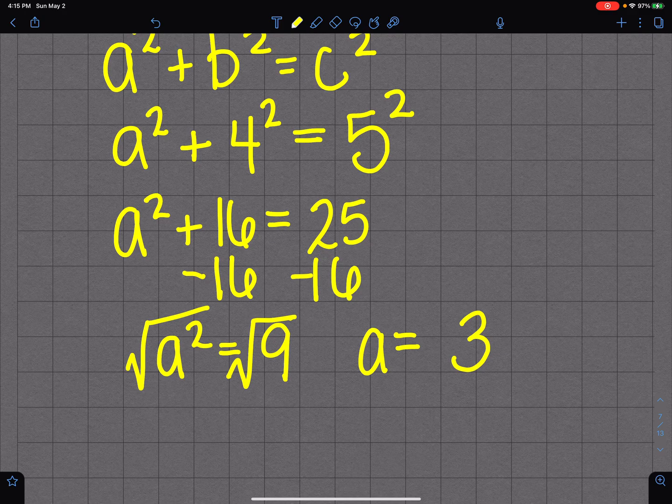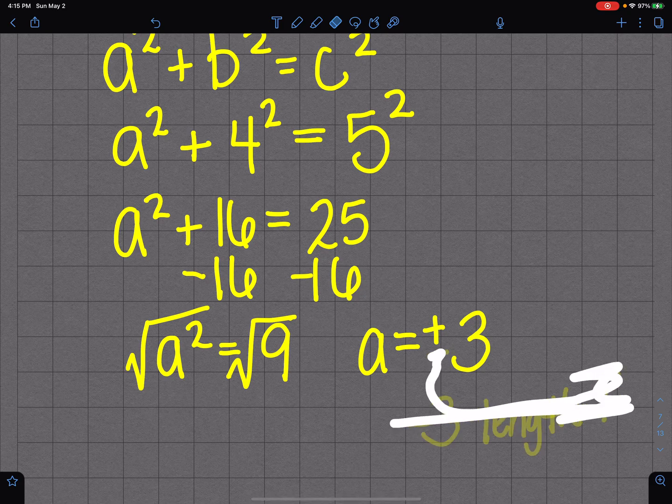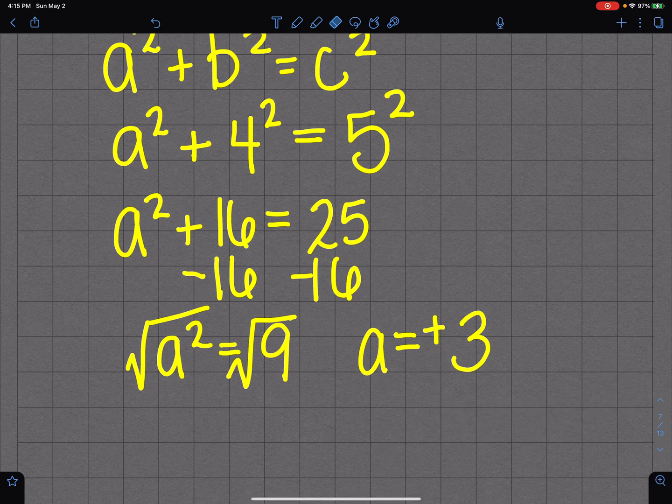But since we wrote that square root, it could be plus or minus 3. But negative 3, when you're talking about a length, does not make any sense. There's no way that it could be negative 3 because you're talking about a length. How do you have a negative length? So we're going to reject that. Rejected, and reject that little sign. And it has to be positive 3. Okay, so the answer is A is equal to positive 3.